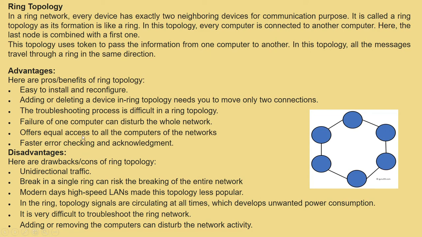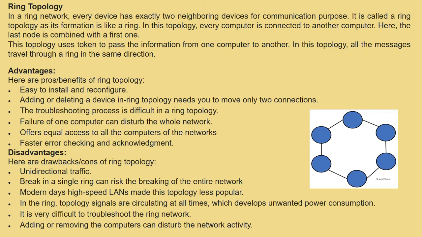It offers equal access to all the computers of the network. It has faster error checking and acknowledgement also. Okay, so these are the advantages we are getting from this ring topology. And what disadvantages are there? Unidirectional traffic is there. A break in a single ring can risk the breaking of the entire network. Modern-day high speed LANs made this topology less powerful.